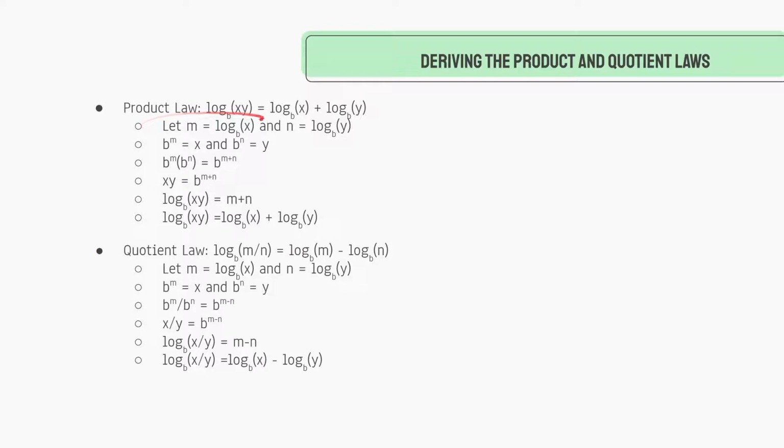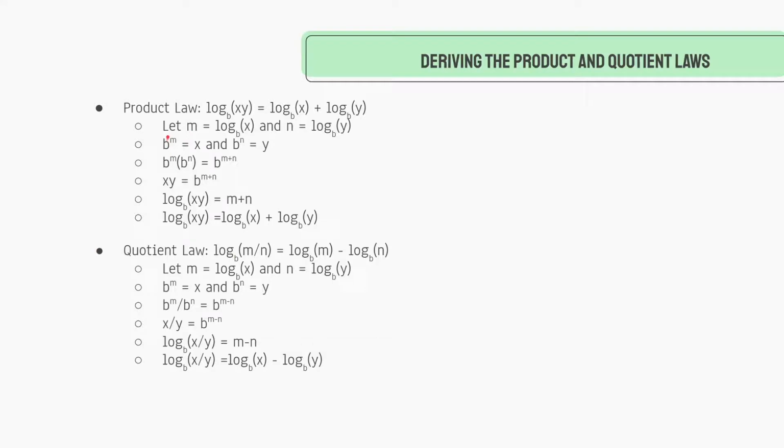So for the product law, we have it here. You probably noticed for all of the proofs, we let a constant equal to our log. So here I chose m is equal to log of x to the base of b, and n is equal to log of y to the base of b. Now we can rewrite these as exponents. If we do that, we know that our answer is within the bracket, b is our base still, and our exponent is our old answer.